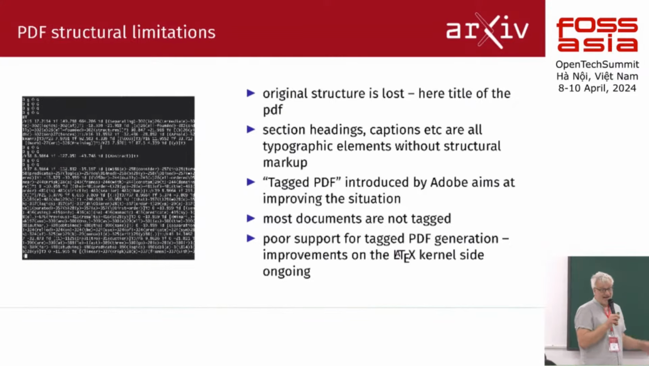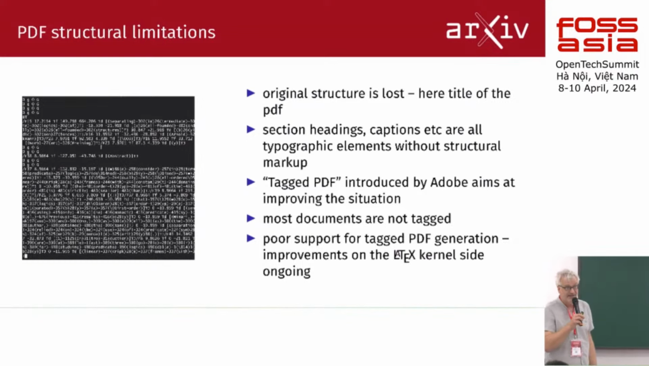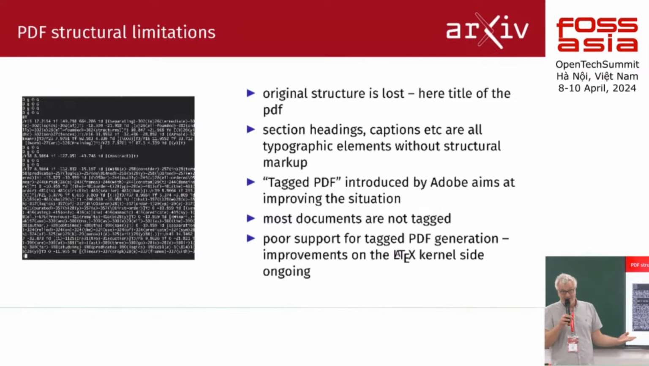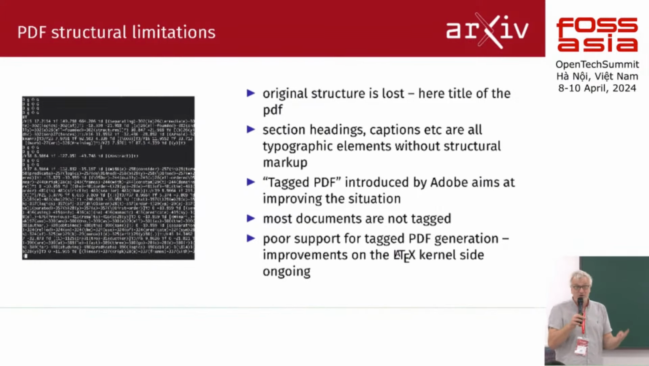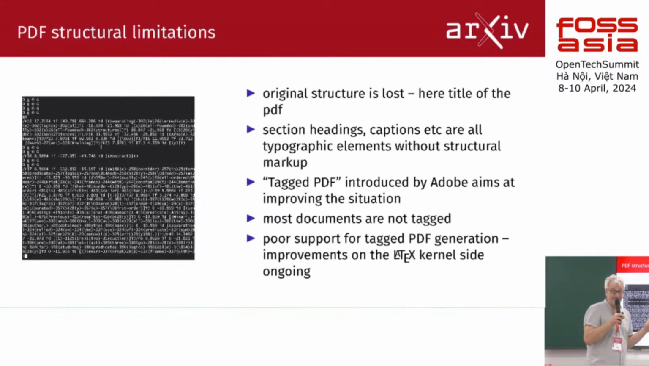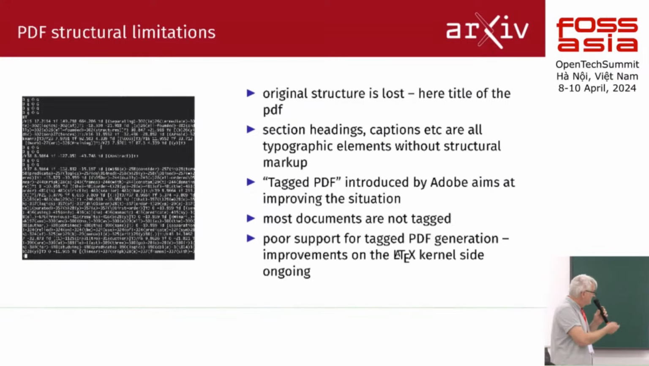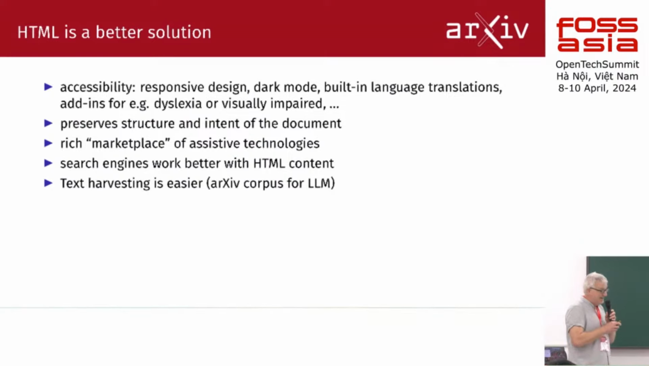So again, Adobe is of course aware of this. They have developed something that is called tagged PDF that tries to eliminate these problems by adding information into the PDF. We have a problem, most documents are not tagged, and we don't have viewers that support them. And also from the LaTeX side, there is only very preliminary support to generate tagged PDF. So that's not really an approach we can offer for accessibility.